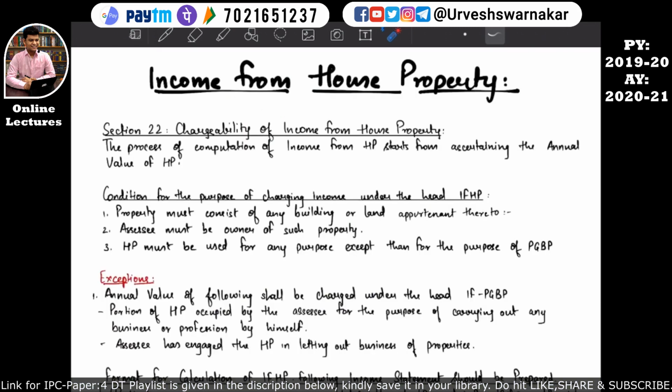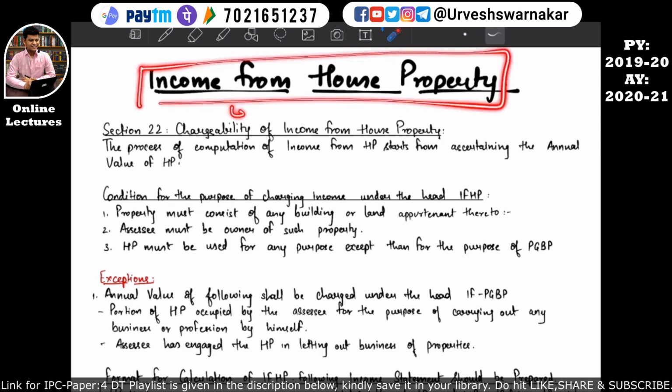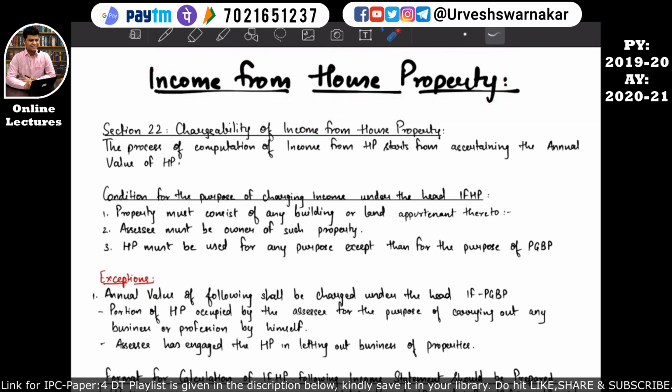So let's come back to our notes. Under this chapter, income from house property, we need to understand what house property means primarily and how income from house property will be chargeable to tax. In order to understand the chargeability of income under this head, we need to study section 22. Section 22 talks about the chargeability of income from house property.